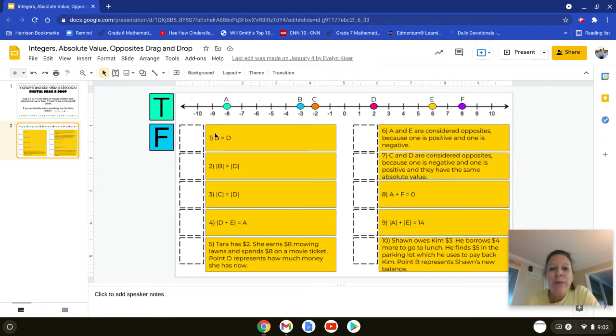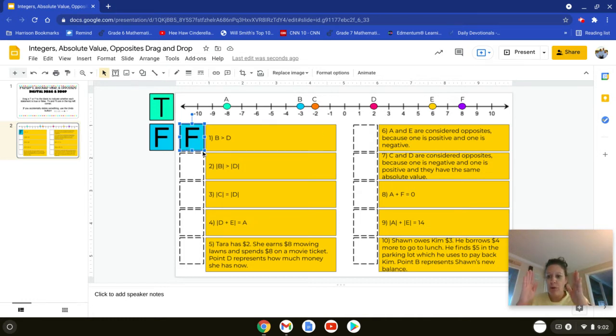So we want to know, is B greater than D? And that is false because B is further to the left of D. So this is a false statement. We're going to put in false because B is actually less than D. -3 is less than 2.